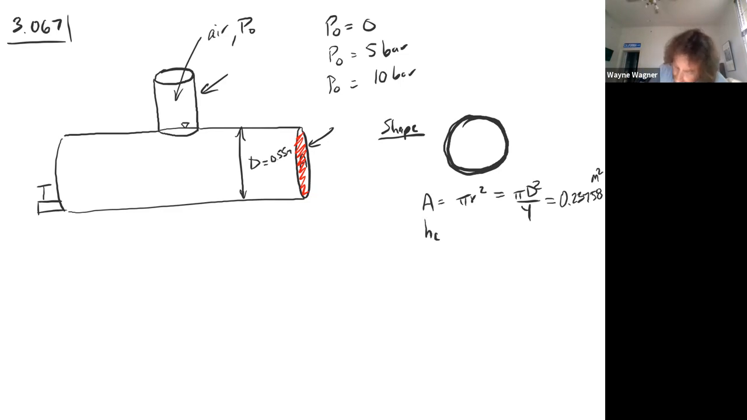Let's see here. The h_C equals the y_C because this thing is vertical. So it's going to be half of the distance down, so 0.275 meters. And the I_xxC, what is that for a circle?